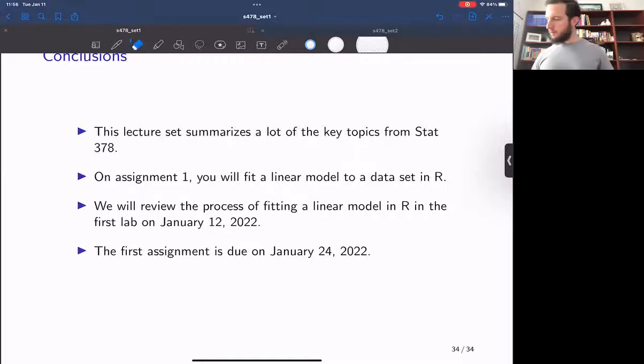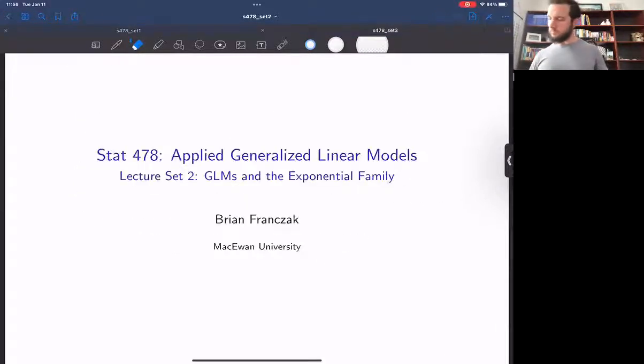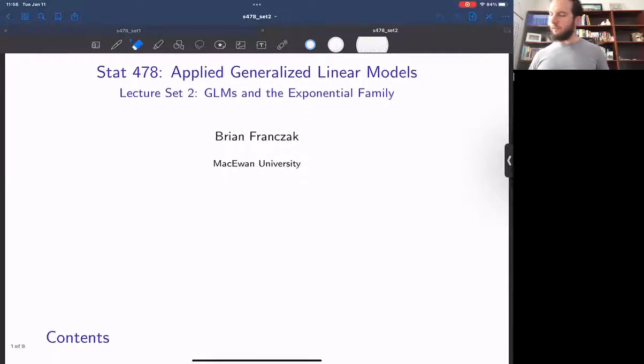Okay, so that'll take us to the end of lecture set 1. So we'll start lecture set 2 now. Lecture set 2 is on the definition of a generalized linear model and the exponential family.